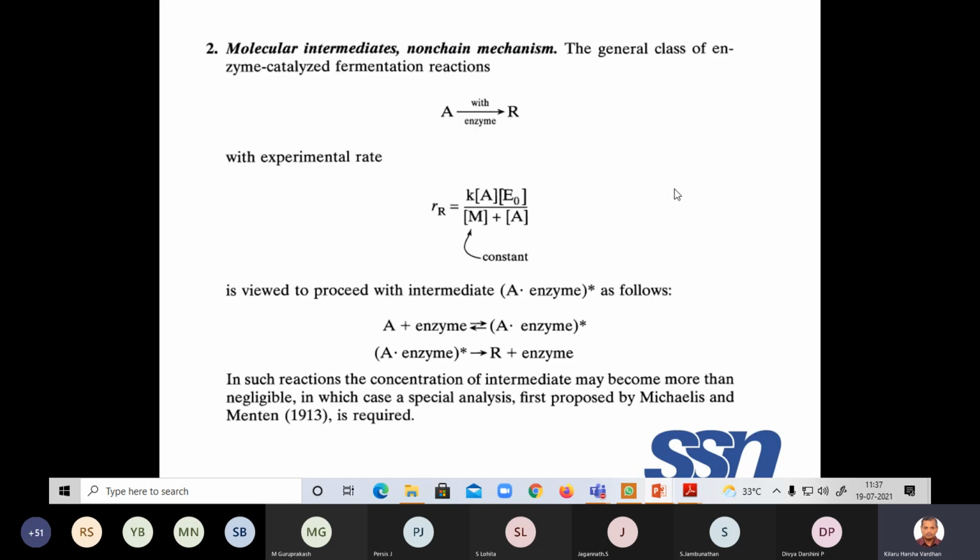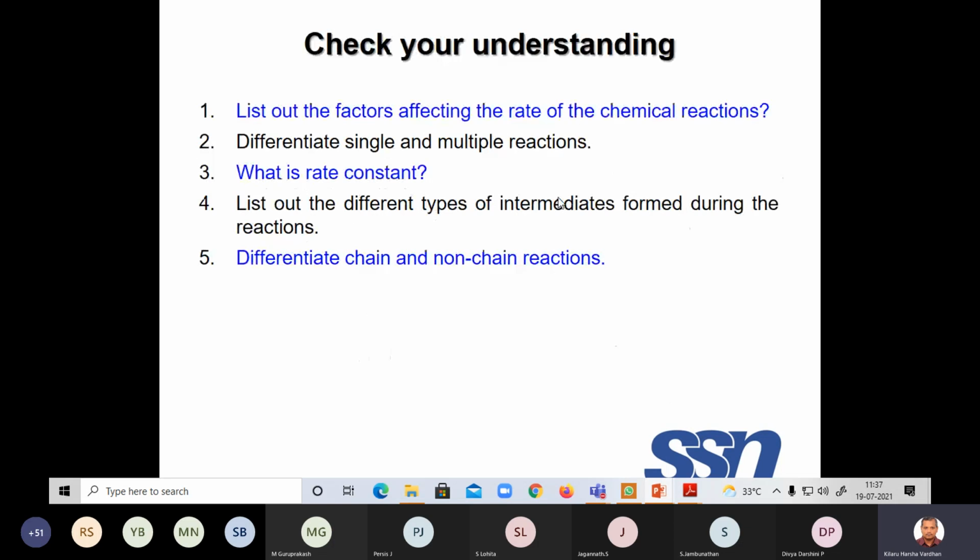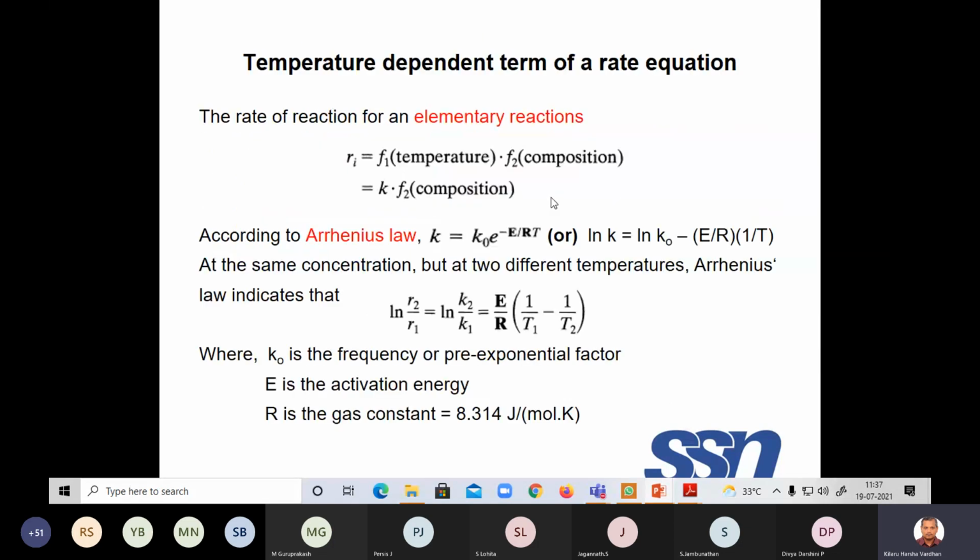This is the same type of thing. I'm not going to do this particular thing here. The next one is the temperature dependent term of a rate expression. How to find out this temperature dependence? We already know that the rate is a function of temperature and composition. But as long as the temperature is constant, we assume K is constant and F2 is the composition.